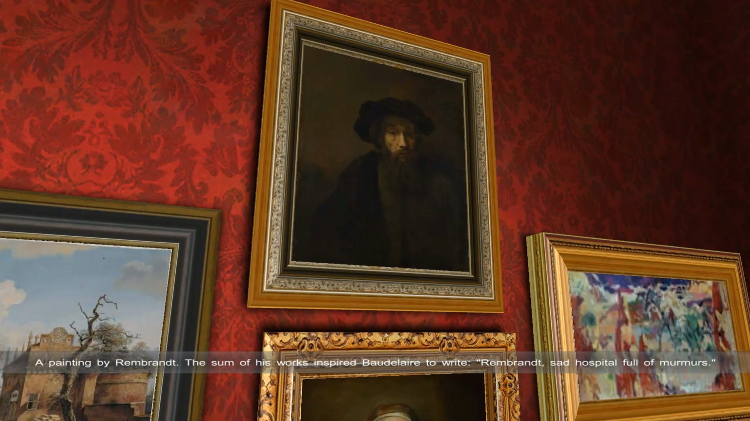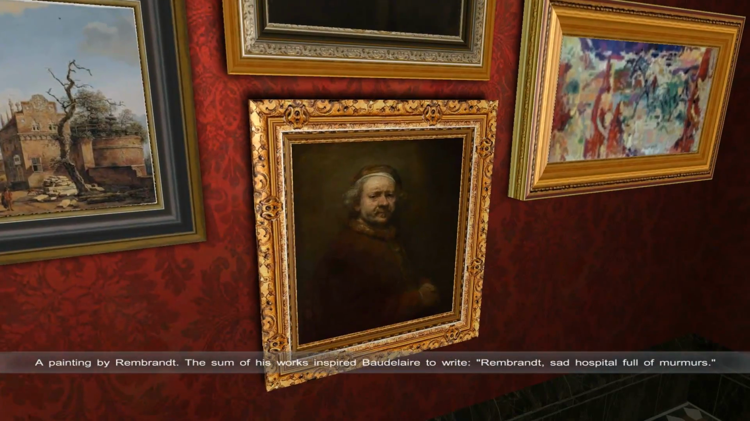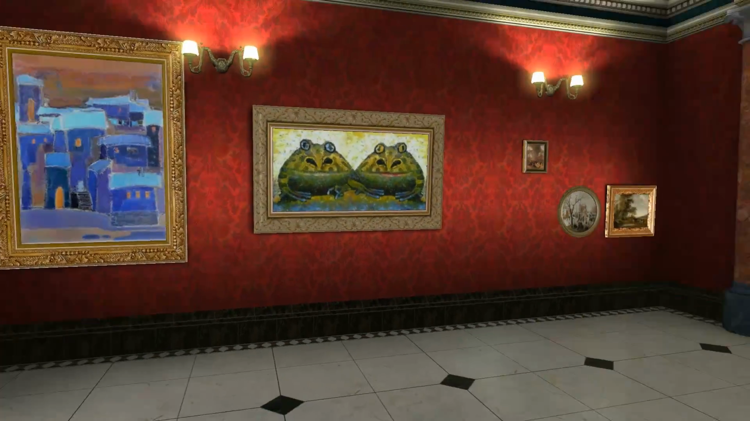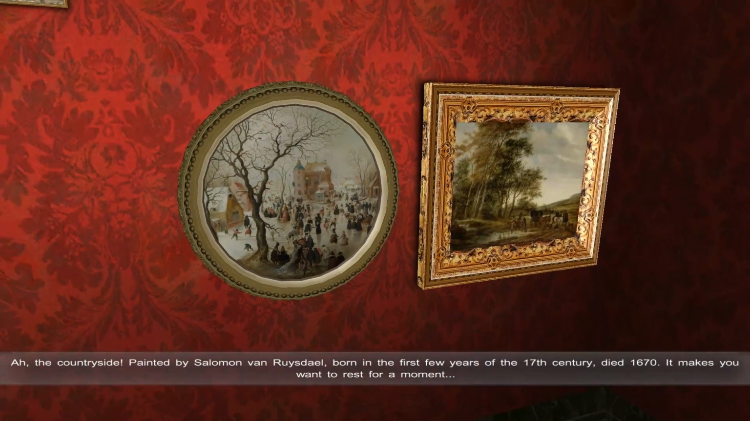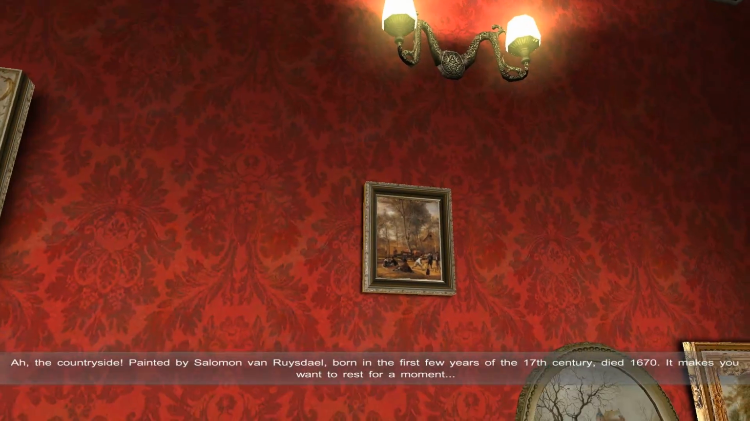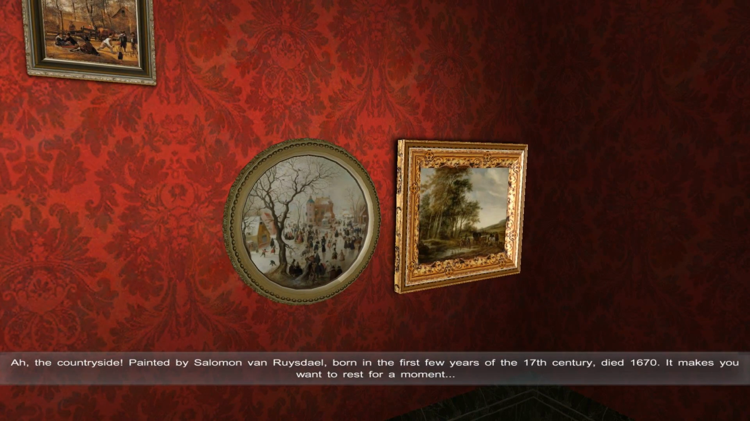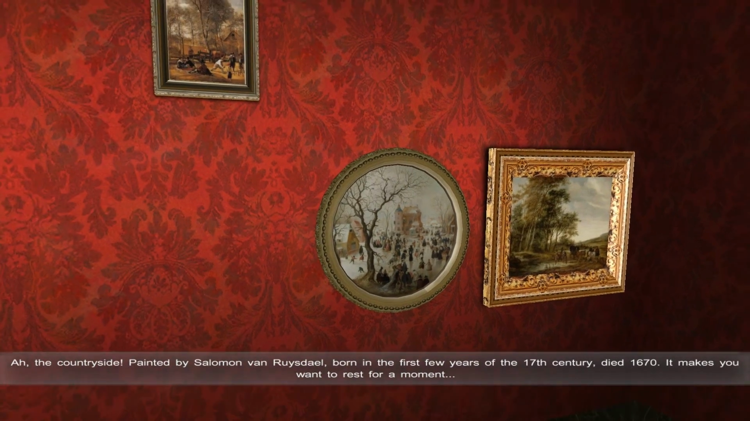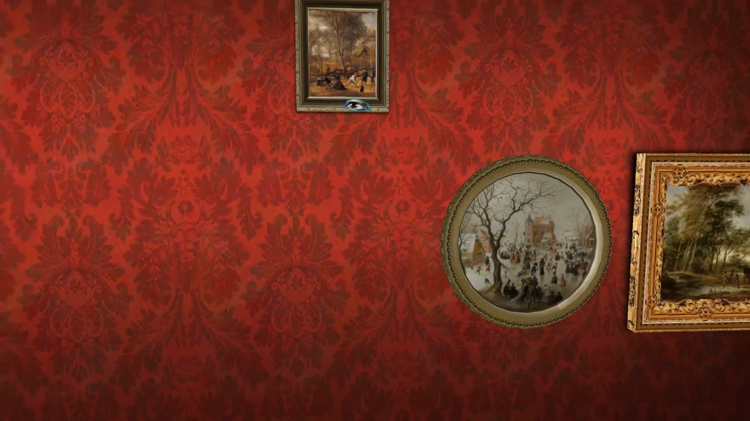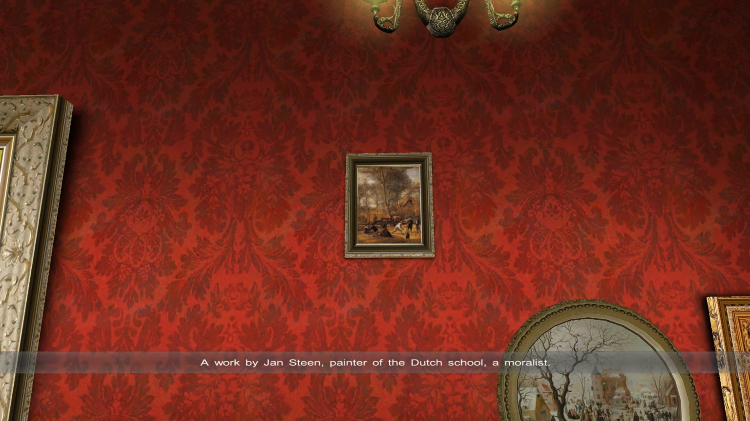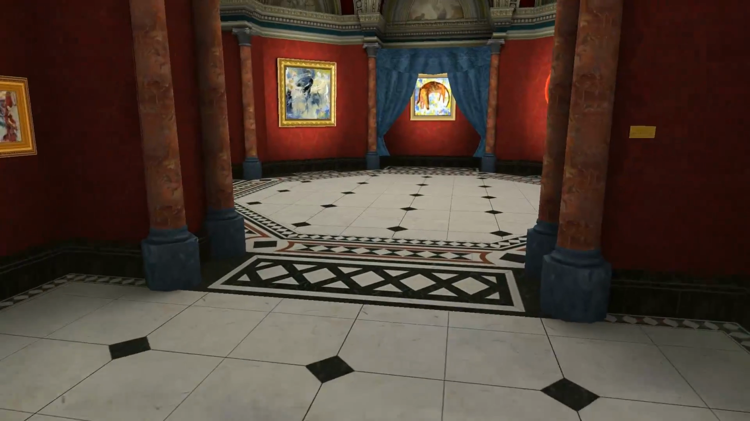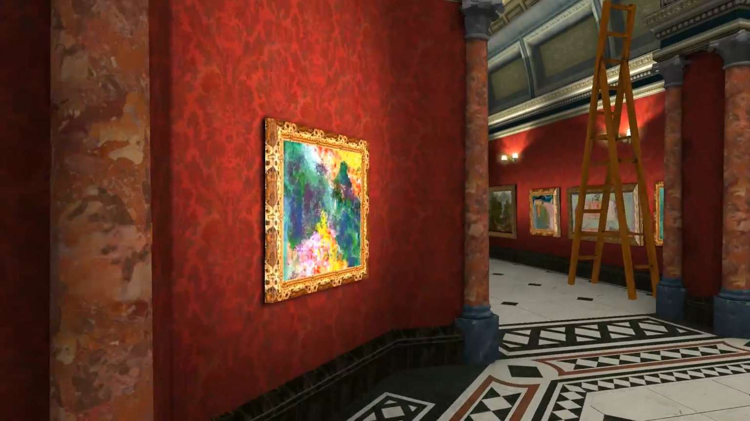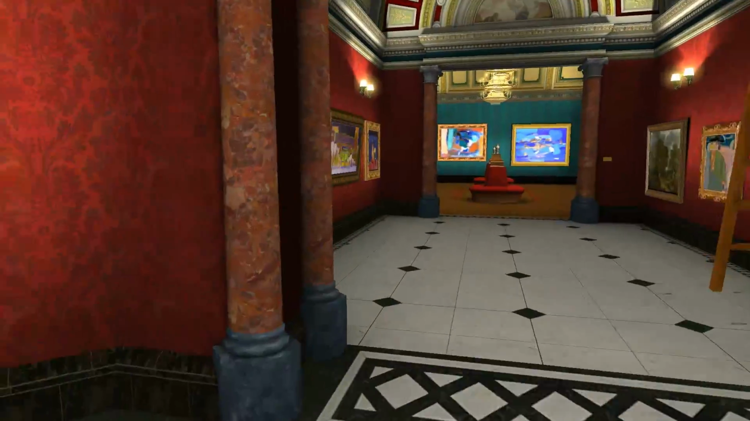A painting by Rembrandt, the sum of his works inspired Baudelaire to write Rembrandt's Sad Hospital Full of Murmurs. That's Rembrandt himself. The Countryside, painted by Salomon van Rushdiel. Born in the first few years of the 17th century, died 1670. It makes you want to rest for a moment. A work by Jan Steen, painter of the Dutch school, a moralist. I'm hoping for north wind, northern air, compass thing.